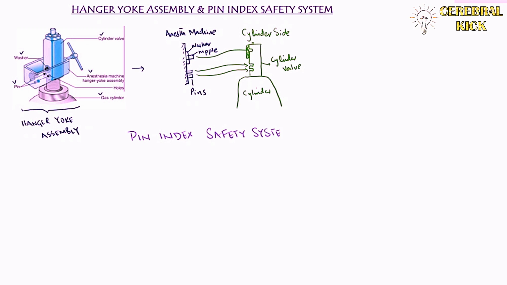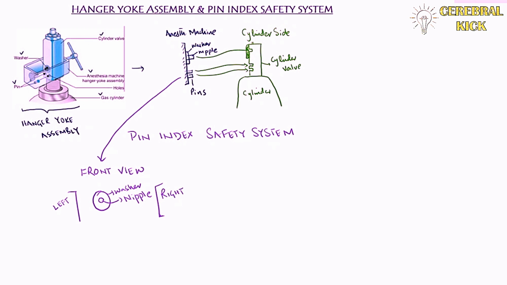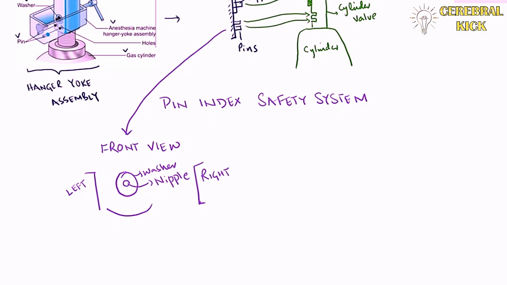So a question arises, what is this pin index safety system? Well, if we see the Hanger-yoke assembly from the front side, there is a washer, a nipple, and two pins arranged from right to left in a specific order for a specific gas, from 1 to 6, right?